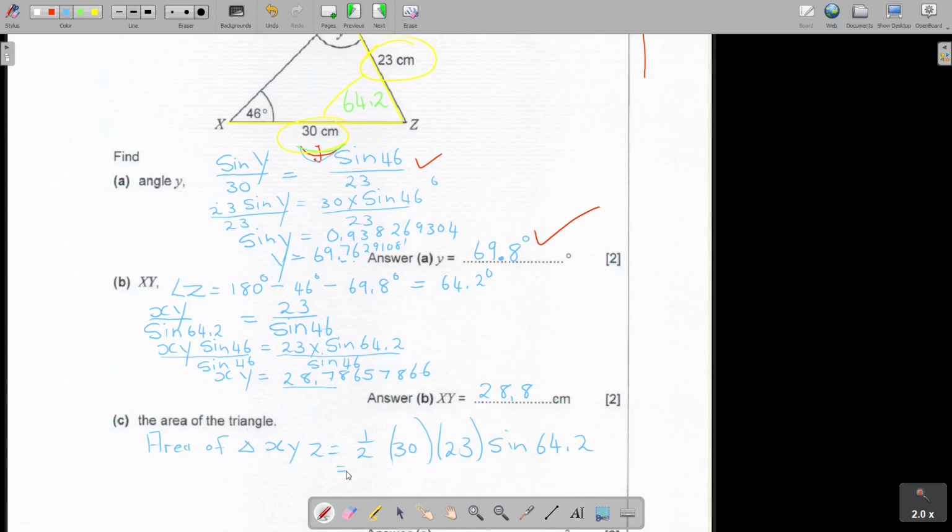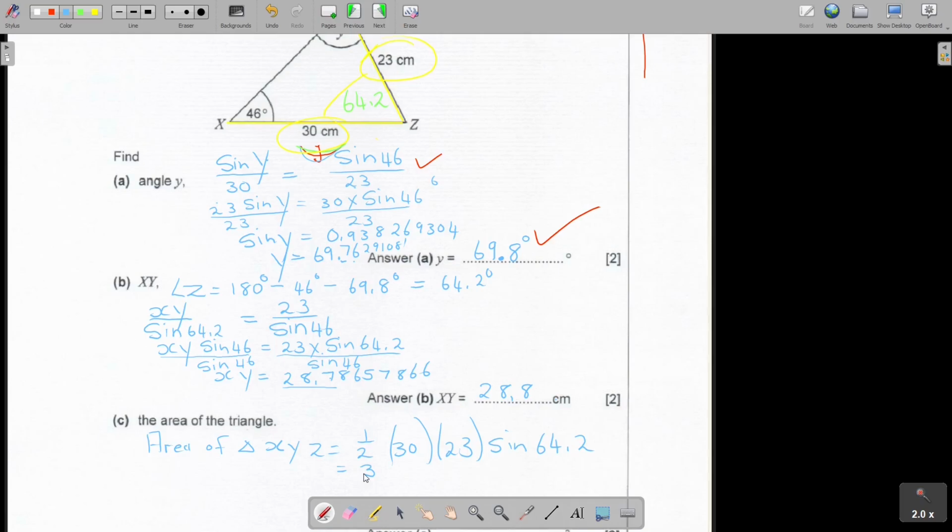Okay, and then I press everything on my calculator. Make sure your calculator is on degrees. So a half, or 0.5 times 30 times 23 times sin 64.2 equals, and I'm getting, and remember your full calculator display first. Let's just quickly see. I just want to check something here. That's 28.8. I forgot to tell you the marks there. I'll do it now. And I just want to see if I pressed something incorrectly. So let's press it again.